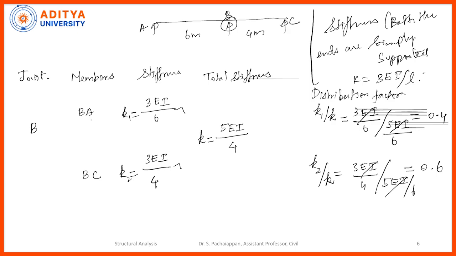In the moment distribution method, whether you are getting the values right or wrong, you can easily check by adding the distribution factors for BA and BC; the summation should be equal to 1. So the distribution factors for any joint or intermediate support, if you calculate and add them for the two members, the sum has to be 1, so that you can verify you are doing it right. Suppose the distribution factor is more than 1 or less than 1, then you have made a mistake somewhere and you need to correct it. So in this way we can verify.